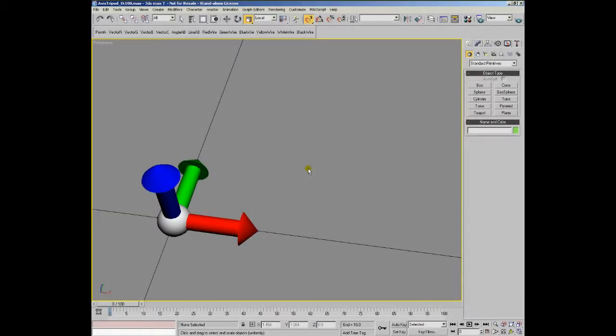MaxScript provides methods for creating transformation matrices.